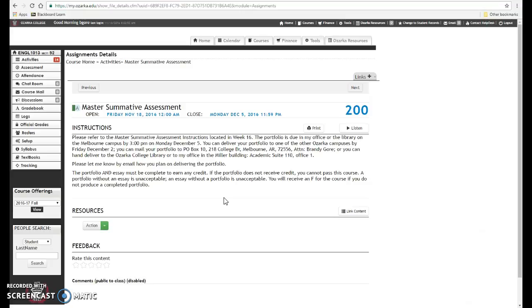You have to have a completed portfolio in order to pass the class, and that means that you have to have both the essay and the portfolio. So make sure that you get this assignment done. If you have any questions, please don't hesitate to email or ask on the Help Me discussion thread.